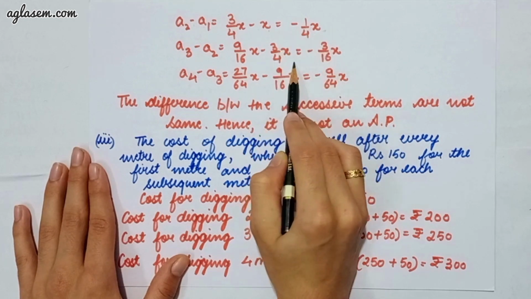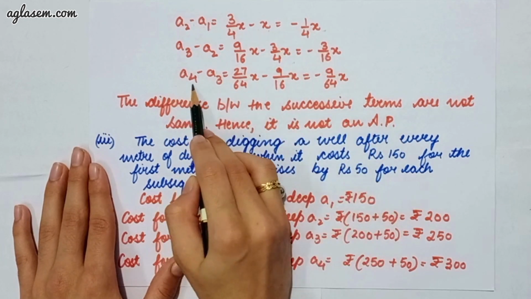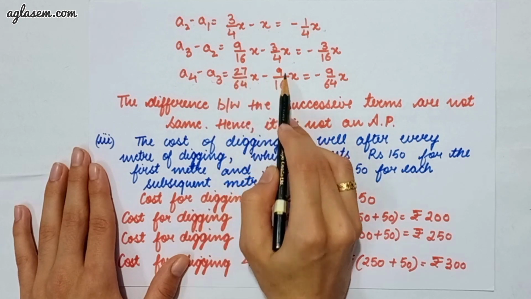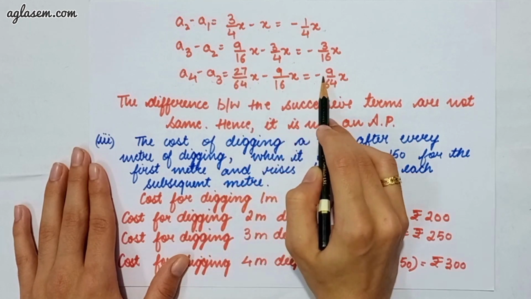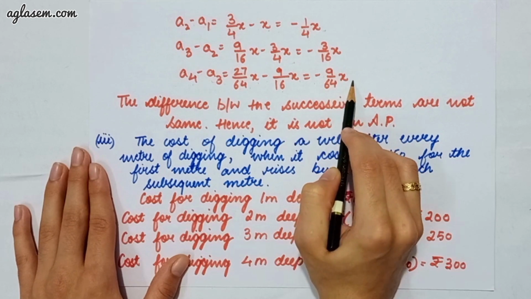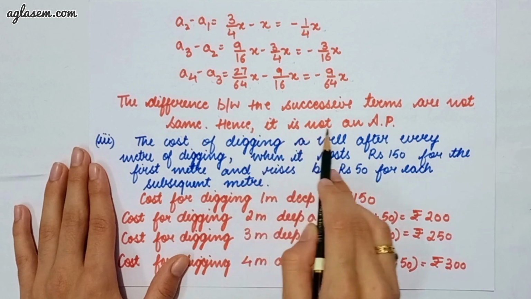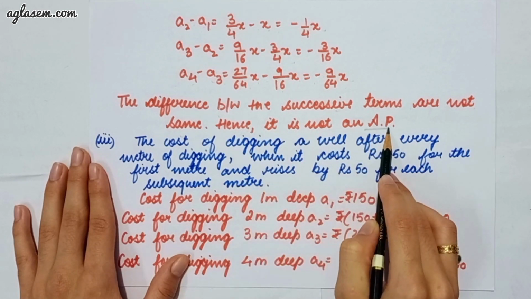So again doing that with the same method, we will get A4 minus A3 is equal to 27/64 x minus 9/16 x, which is equal to minus 9/64 x. Here the difference between the successive terms is not the same. Hence it is not an arithmetic progression.